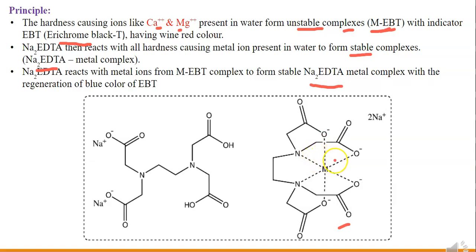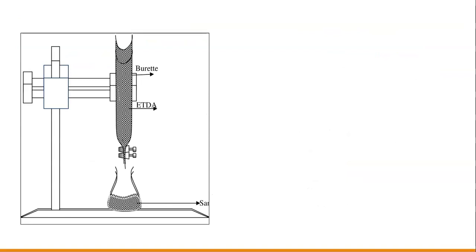You can see there are a total of 6 bonds formed with the metal ion by the disodium form of EDTA. So this is a hexadentate ligand. That means it has 6 donor sites with which it can form the coordinate complex. Now let's have a look at what exactly is going to happen in the titration.